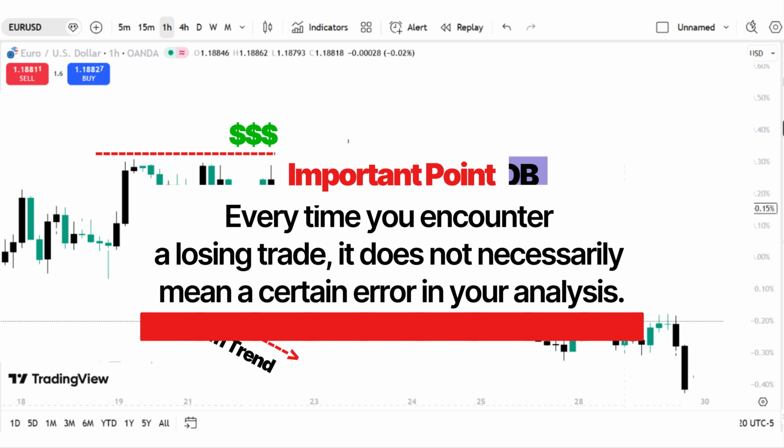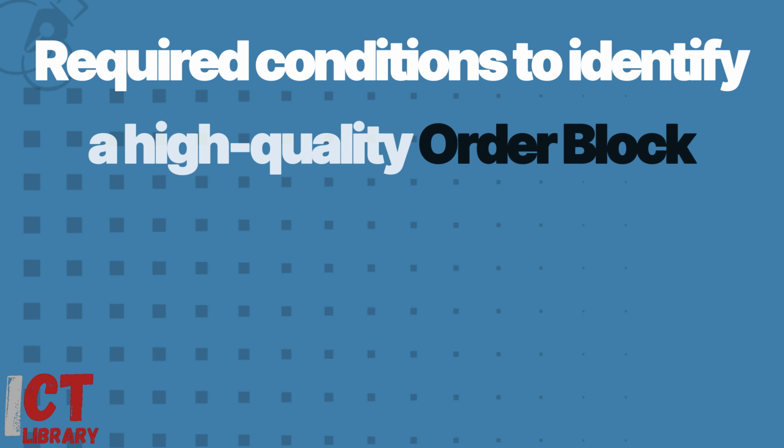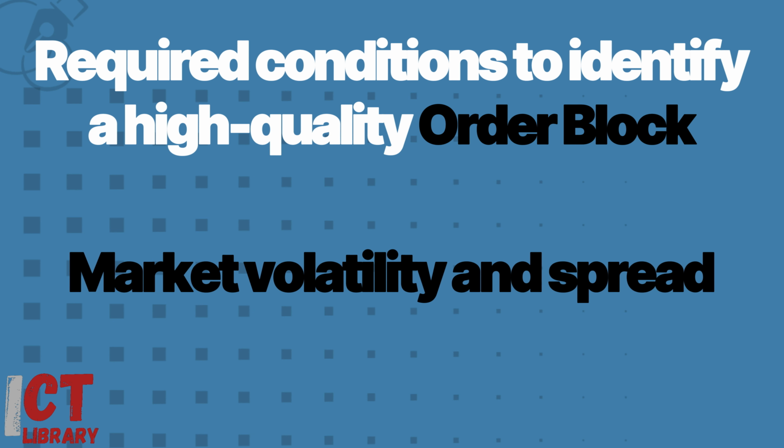But here's a crucial reminder. Every losing trade does not automatically mean that your analysis was incorrect. Keep in mind that no trading strategy works all the time because market behavior cannot be controlled. The second factor you must consider when trading order blocks is market volatility and spread.